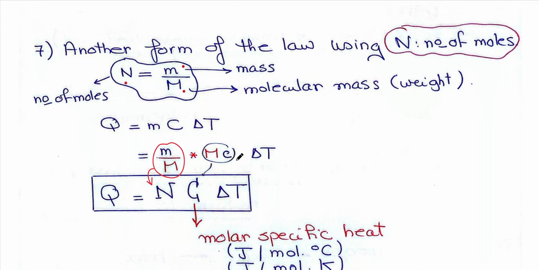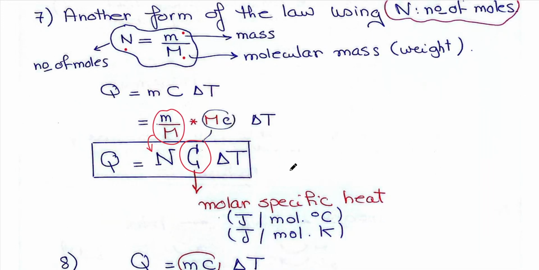M capital multiplied by c small, we will note it by C capital, which is the molar specific heat. This is another form of the law using number of moles instead of number of kilograms or mass. But now, if you have number of moles, you don't multiply by the specific heat, you multiply by the molar specific heat.